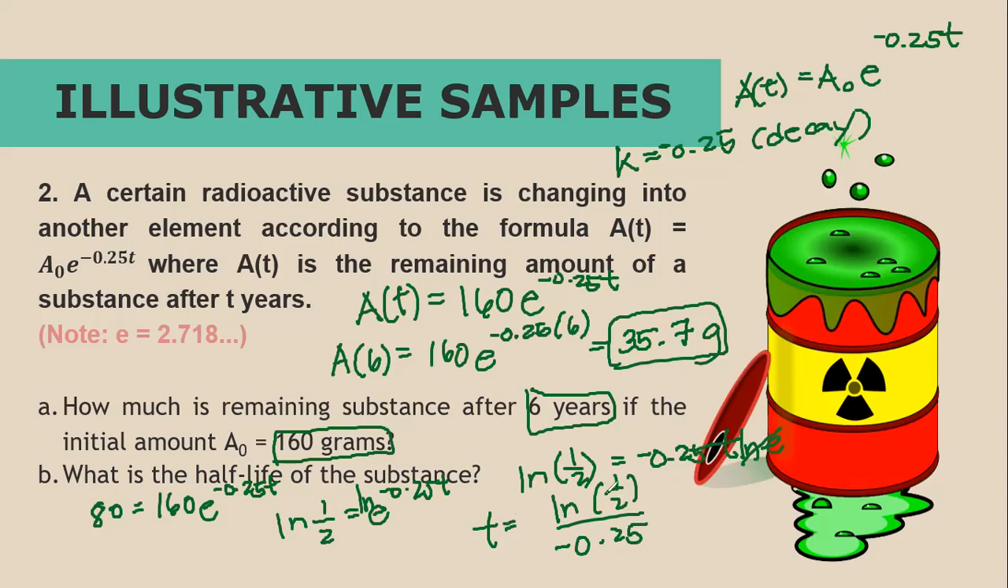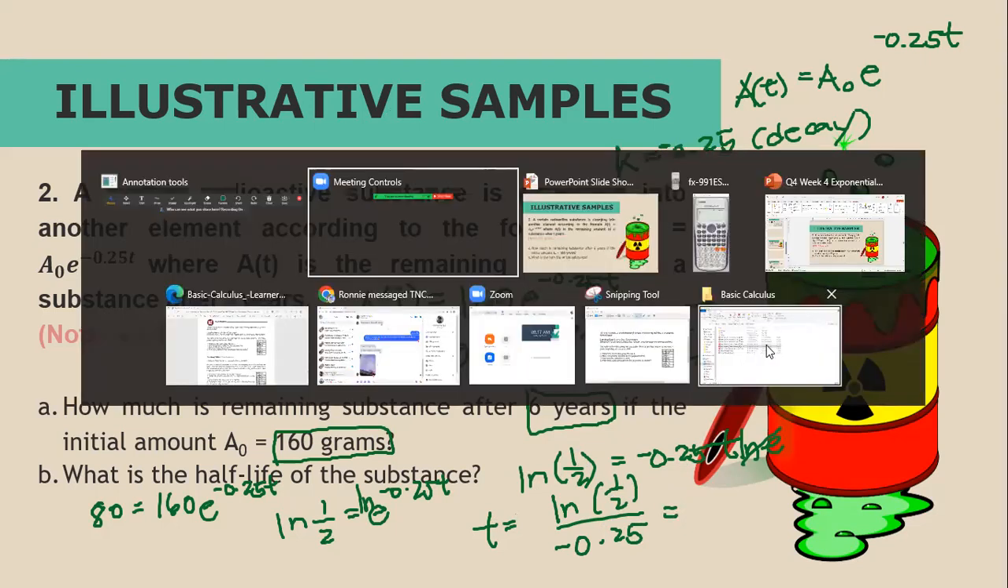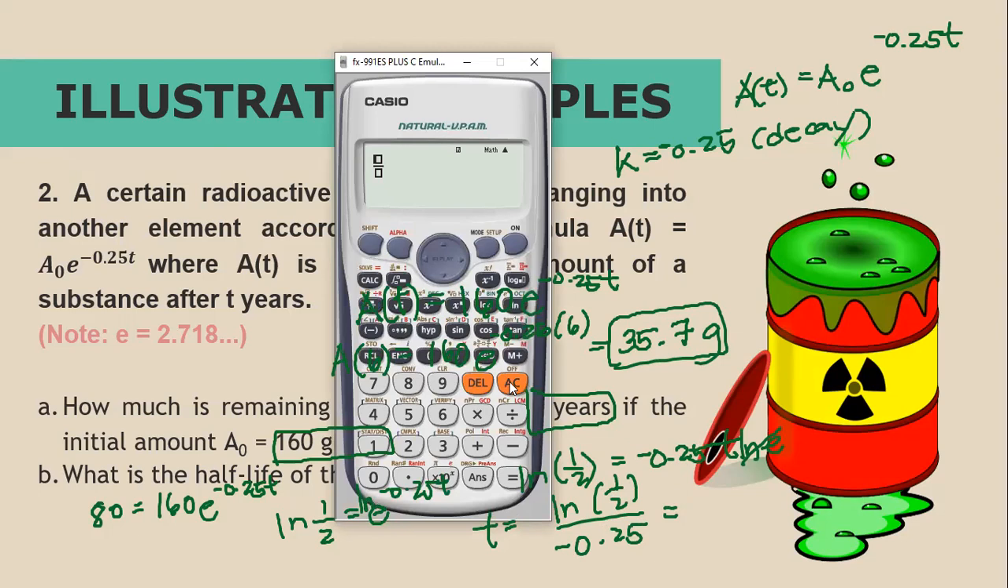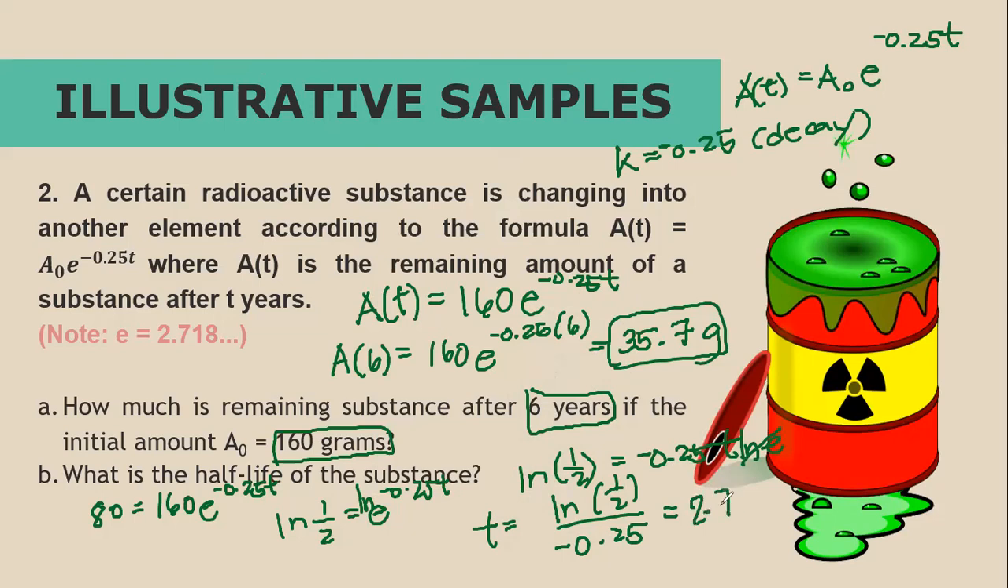Pinagbaliktad ko lang. Nilagay ko lang sa left side na equation t and then sa right side yung natural logarithm para mas madaling makita. So our answer will be ln of 1/2 divided by negative 0.25. Okay, so we have an answer of 2.77, so 2.77 years or approximately 3 years. Okay, and that is our answer.